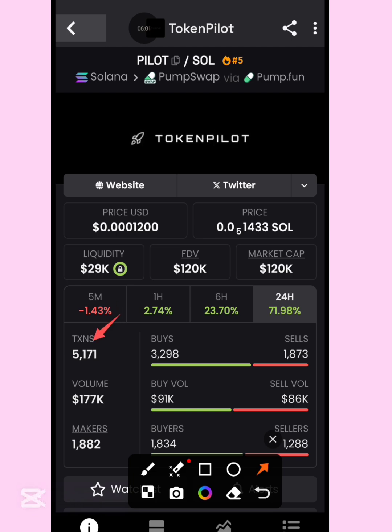Now this place here is the number of transactions. The transaction includes both buy and selling. This particular one is the number of buys, and here is the number of sells. Now, to find the volume, this is the volume of this token. You can see the volume, and the buy volume and the sell volume.